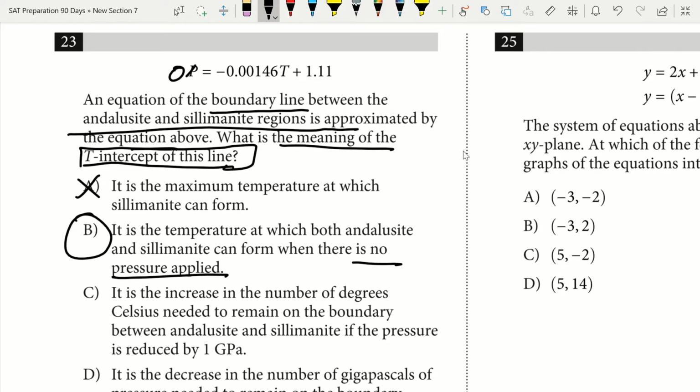We have to include that there's no pressure, right? That's what it means. That's the temperature where it can be both andalusite and sillimanite. Either one could form when there's no pressure. Whatever this t-intercept is, that's the temperature at which both can form, because it's the boundary line. So the answer there is going to be B.